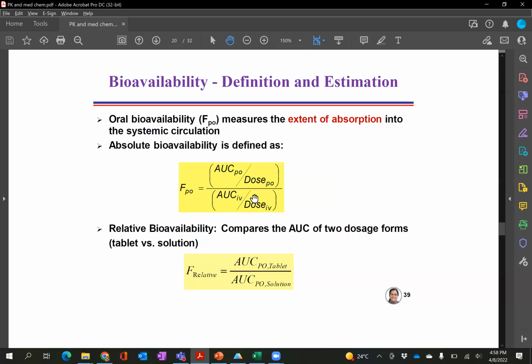Bioavailability, like I said, you can consider this as dose normalized AUC, right? AUC of oral divided by the dose, over AUC IV divided by IV dose. So this is kind of like dose normalized AUC. Essentially, if you give the same dose, these cancel out. So basically the AUC for the oral over the AUC for the IV, that's the oral bioavailability. That's how you calculate that.